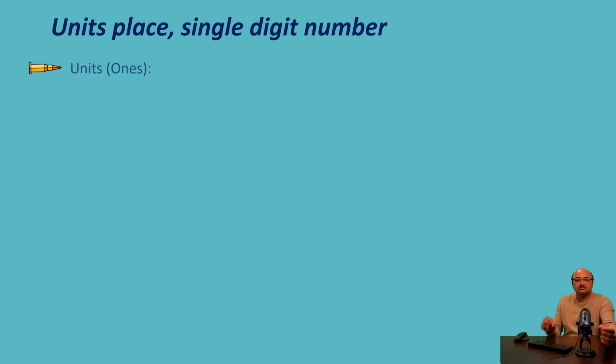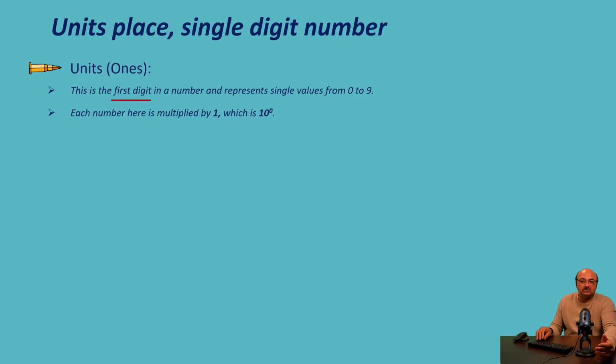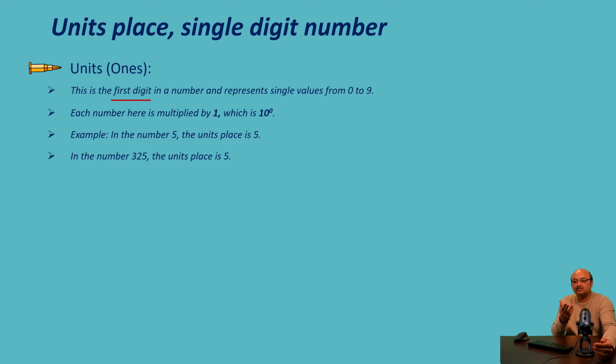Let's focus first on the rightmost digit, which is the units place. Imagine a single digit number, for example, 5. Just by itself, if there is a single number, it exists on the units place. And if we take another number, let's say 325, and you are asked which number is on the units place in this number 325, the answer is 5.